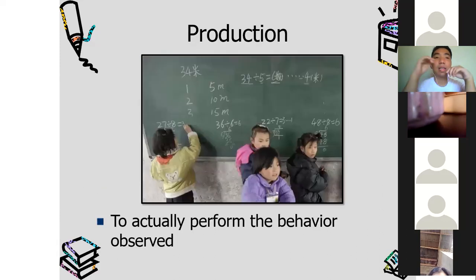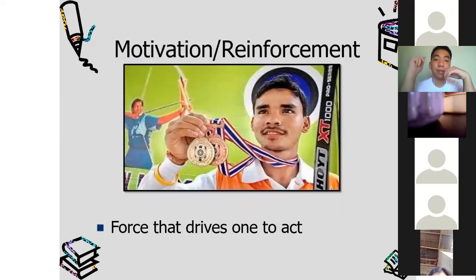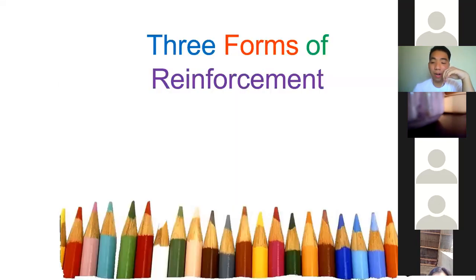After the retention process, you will now produce it. You yourself will do it. Okay? So at this time, you say, I will do it. That is production. Then after production, the thing that motivates you to do it is motivation, or reinforcement. So when she did it, she was given a reward. So your motivation is the reward. So there are four.